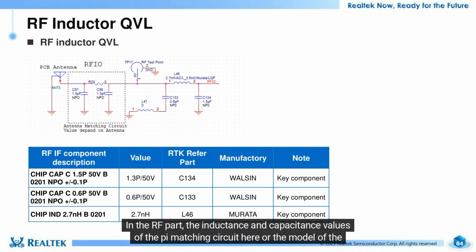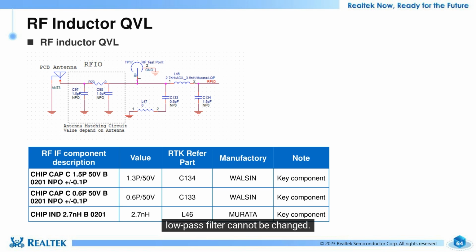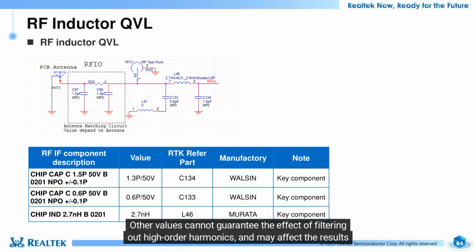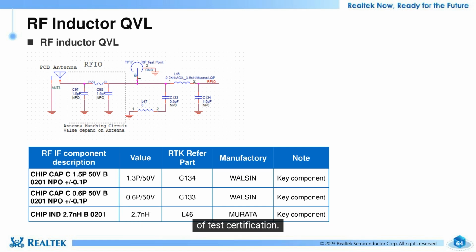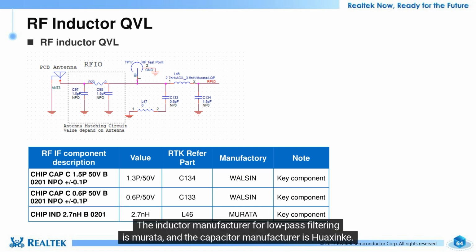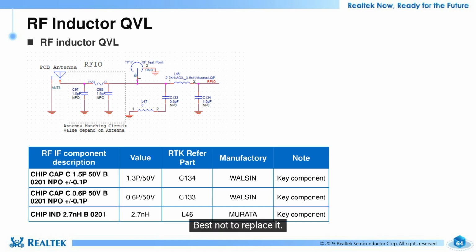In the RF part, the inductance and capacitance values of the pi matching circuit here or the model of the low-pass filter cannot be changed. Other values cannot guarantee the effect of filtering out high-order harmonics, and may affect the results of test certification. The inductor manufacturer for low-pass filtering is Murata, and the capacitor manufacturer is Walsin. Best not to replace it.